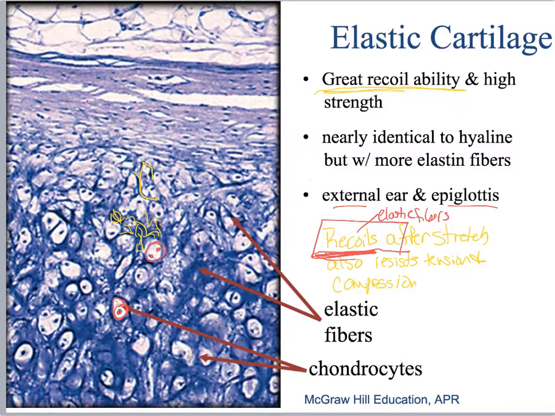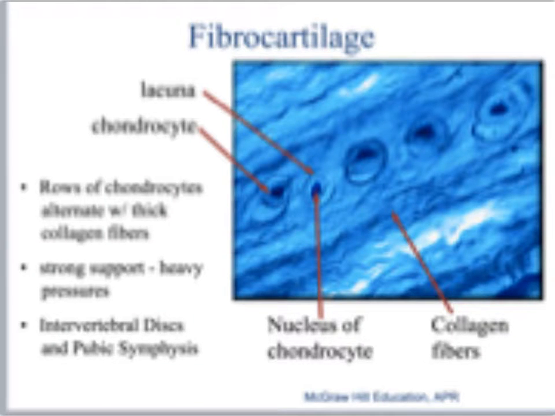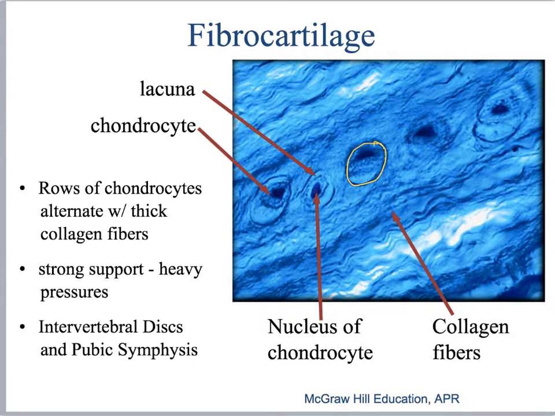Now, if you remember with the hyaline, you couldn't really see the collagen fibers because of the staining. With elastic cartilage, because there's so much elastic fiber, even with the staining, you can see it embedded in the ground substance, okay? So that is visually why it looks different from hyaline cartilage. Next slide. All right, fibrocartilage. Again, I have a lacuna, I have a chondrocyte, and here's the nucleus. Lacuna, chondrocyte, there's the nucleus, okay?